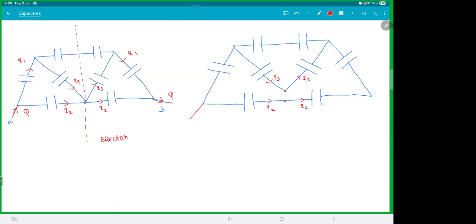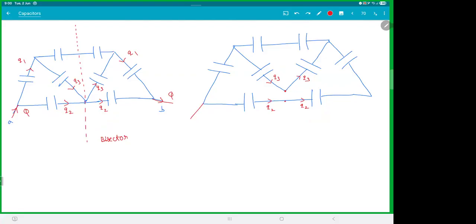If I remove the junction, did the charge flow here get disturbed? Whether the junction is there or not there, the charges don't care. That means I can remove that junction and it's still not going to affect anything in the problem. Is that argument making sense? That means that node can be opened up.